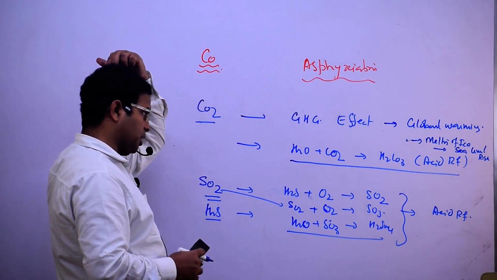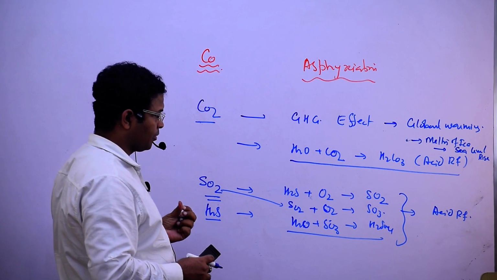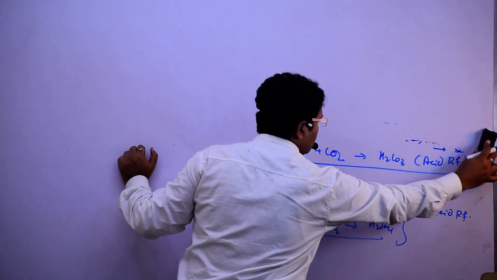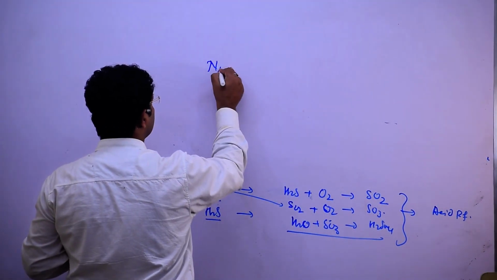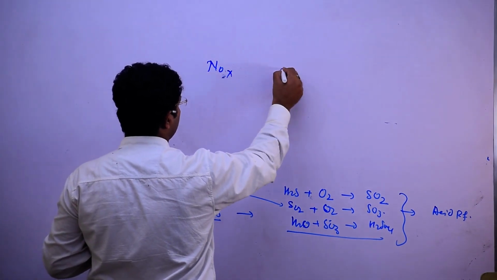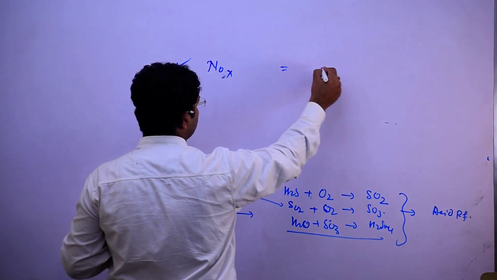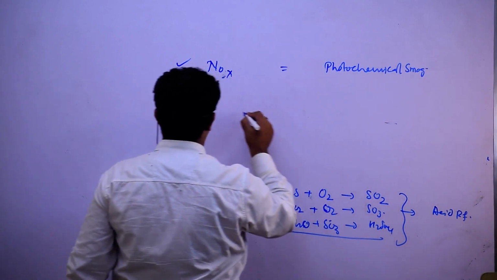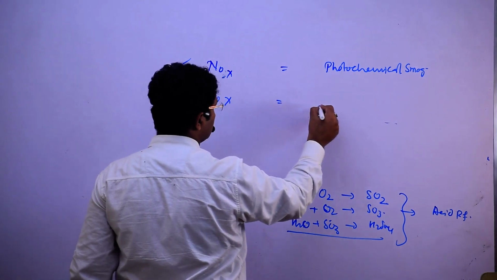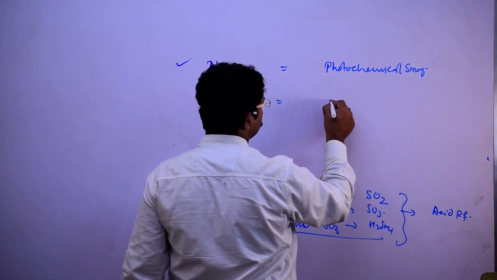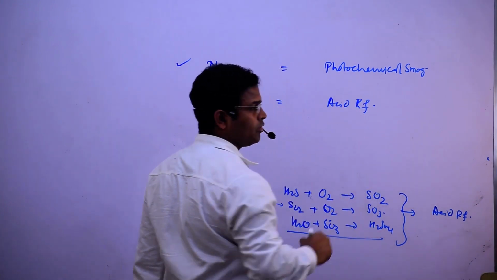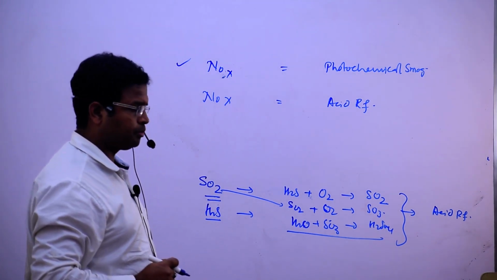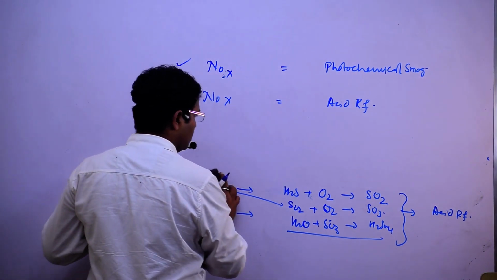Next one that we can see is nitrogen oxides. Nitrogen oxides help in what? Photochemical smog. On the other side, nitrogen oxides are also causing acid rainfall. Understood?